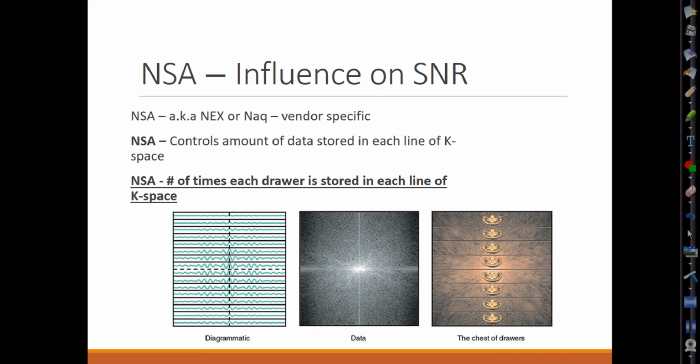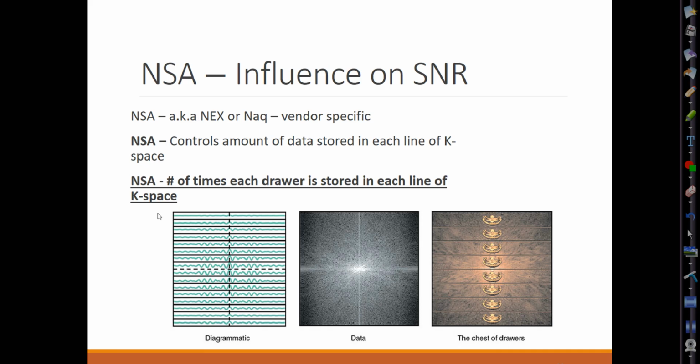NSA, number of signal averages, or it could be NEX, number of excitations, or number of acquisitions. That's more like your Philips scanners. NSA controls the amount of data stored in each line of K-space. Most of the time, we only need one NEX to fill the entire K-space. Remember, once we've filled K-space, we've basically finished that one slice. And once we've done all the slices, we've completed the pulse sequence.